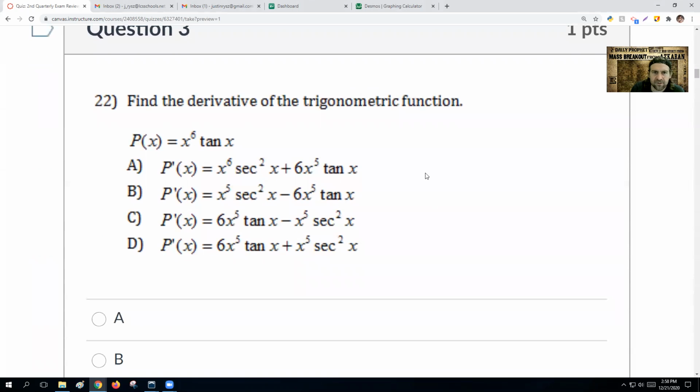All right, find the derivative. Okay, this one we got to do product rule on. All right, derivative of x to the 6th is 6x to the 5th. We'll leave the tangent alone. Then we'll leave the x to the 6th alone. Derivative of tangent is the secant squared. All right, putting it in descending terms, I guess that would be A. Yeah, choice A.